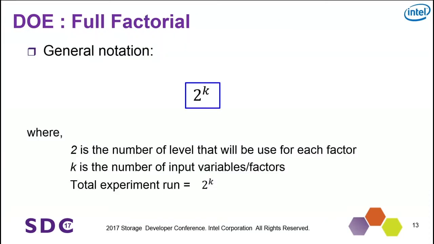So DOE: full factorial, fractional factorial. The general notation for a full factorial is simply 2 to the power of k, where k is the total number of variables you're going to investigate. Let's say you're tasked to investigate tuning the Ceph cluster performance. There are 10 variables you're going to test, so 2 to the power of 10. There will be a lot of tests, huh? That is a full factorial.